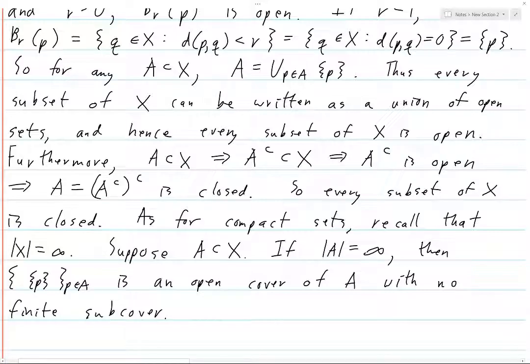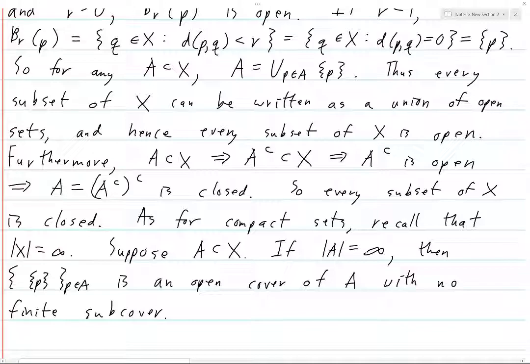So you'd have to throw out some set containing the singleton point P. But then if you throw out the set containing just the singleton point P, then there is no other open set in this collection which contains that point P, because that singleton set containing that point P is, by construction of this collection, the only set which contains that singleton point. So, as soon as you throw out any of these sets, you no longer have a cover of A.